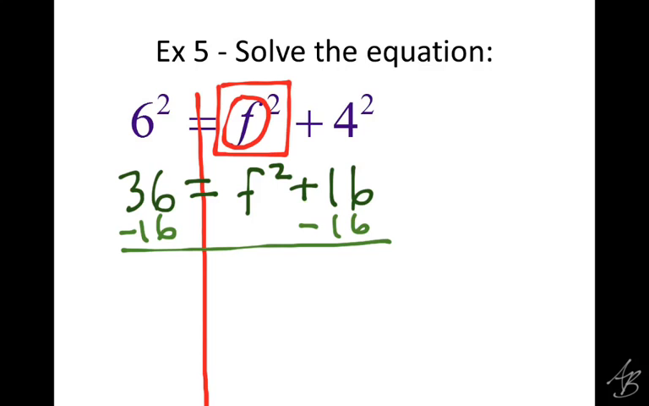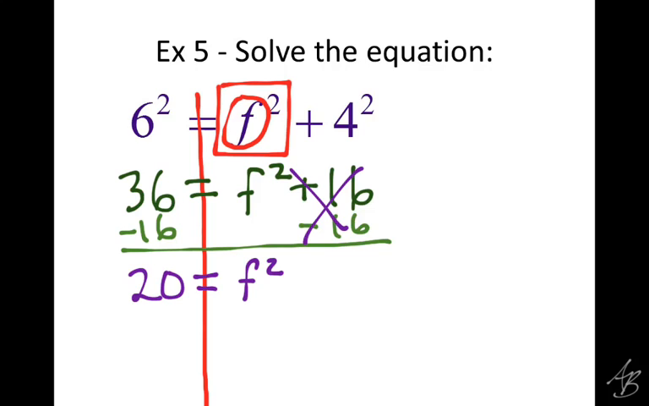And so Levante, when those 16s cancel on the right side, what's going to be left on the right side? The f squared. Yeah, f squared. Okay. And how about on the left side? 20. 36 minus 16 is going to be 20. Okay. Now I have the square by itself. So the next thing I need to do is get rid of the square. And how do I get rid of a square? Take the square root, right?